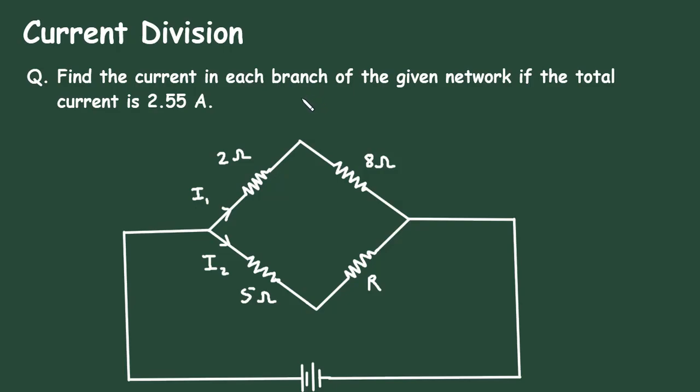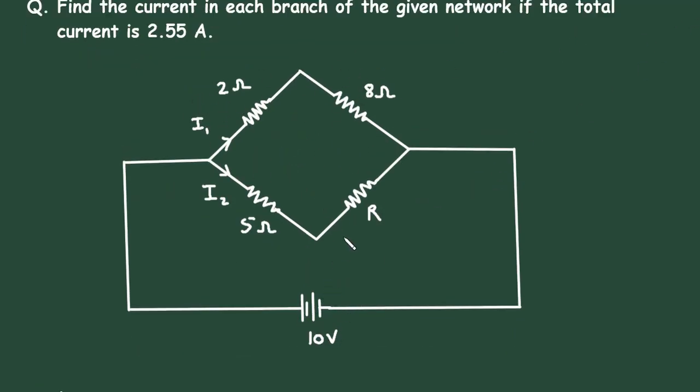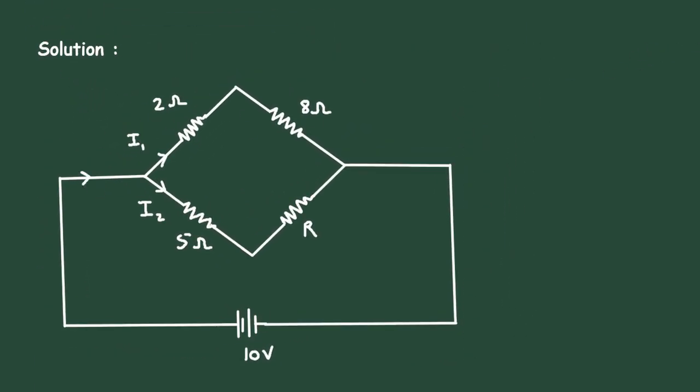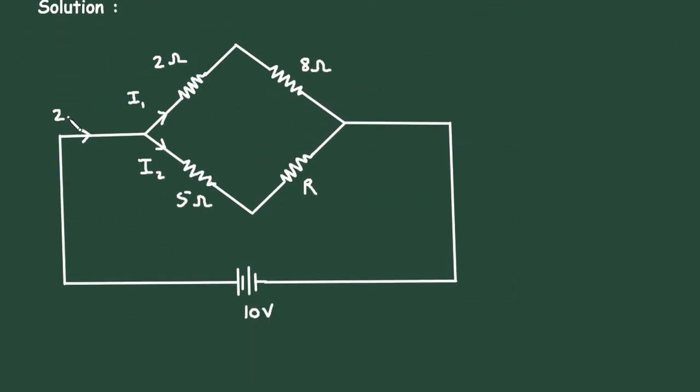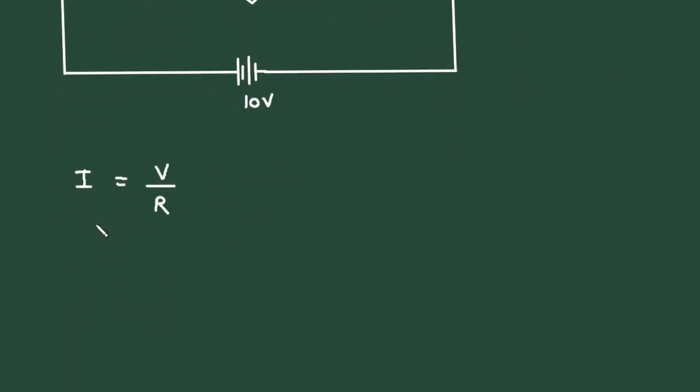If we solve this in calculator, so it will be 10 multiplied by 10 into 20 divided by 10 plus 20, divided by 15 plus 10 into 20 divided by 10 plus 20. So it is 3.076. Since it is current, so its unit will be ampere. So this is the value of I2.